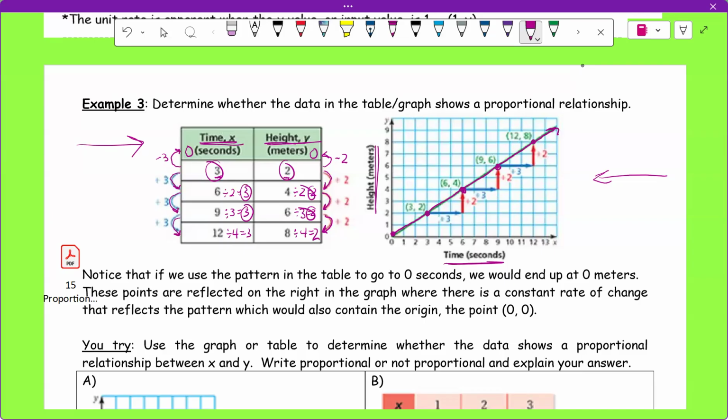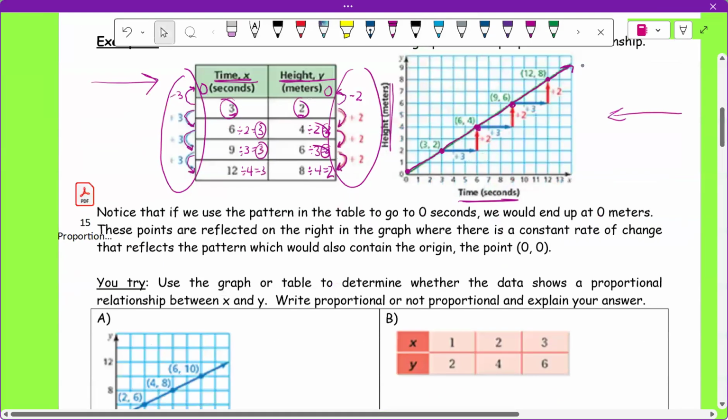So this data is a line through the origin. The data shows a constant rate of change, right? We have a constant rate of change going on here. And we have equivalent ratios, the 3 to 2. So this data is proportional.